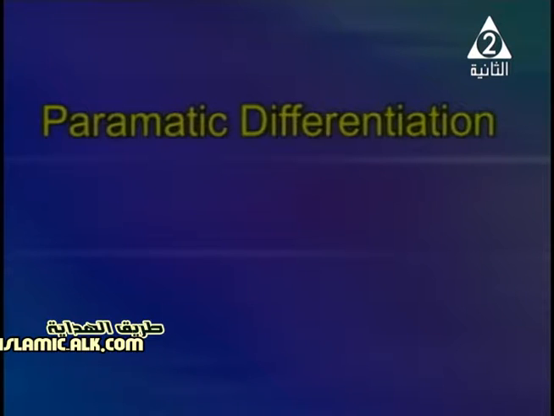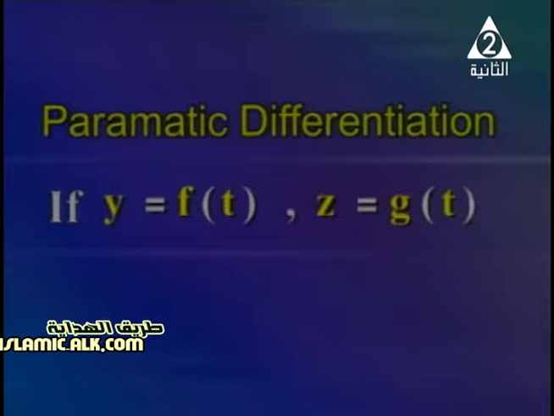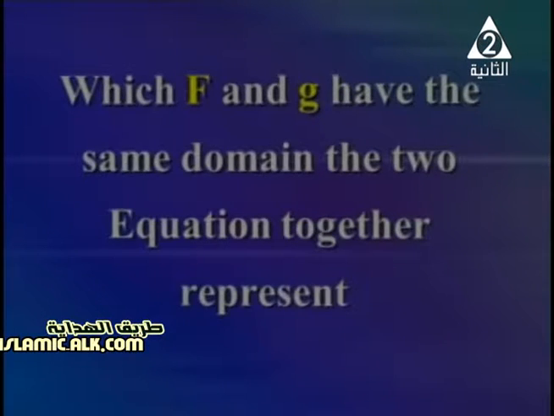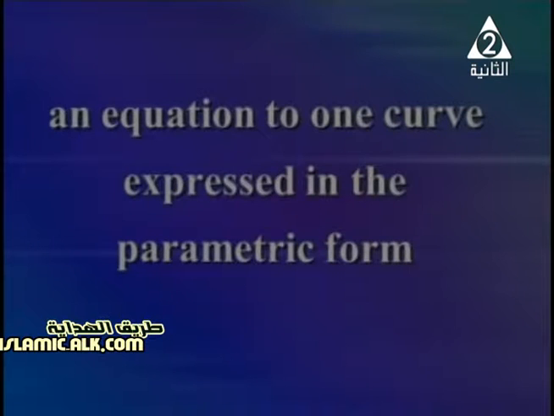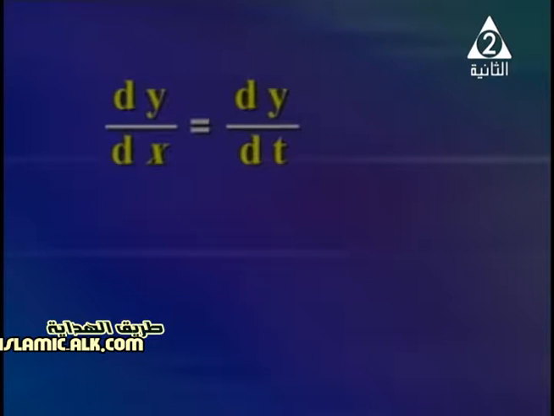Now we move to another title, called parametric differentiation. What do you mean by parametric differentiation? Dear student, if y equals f of t, x equals g of t, therefore f and g have the same domain, and the two equations together represent one curve expressed in parametric form. What is the rule? dy over dx equals dy over dt times dt over dx.